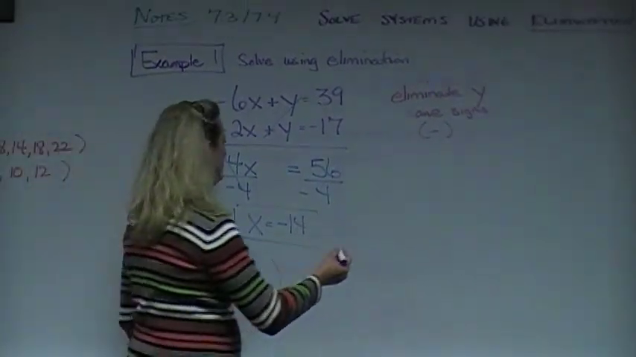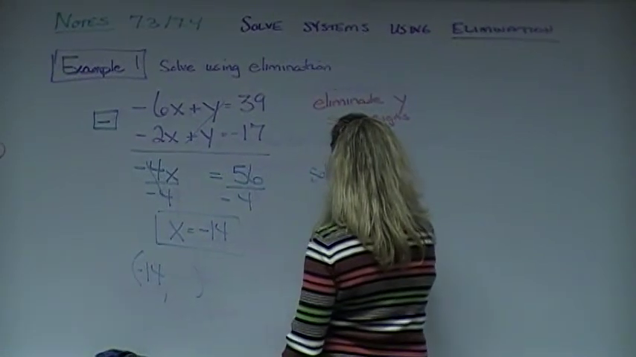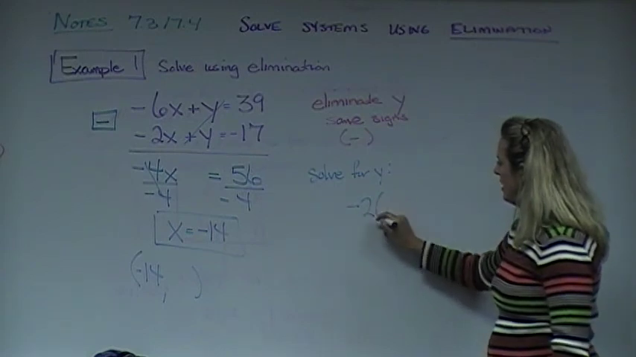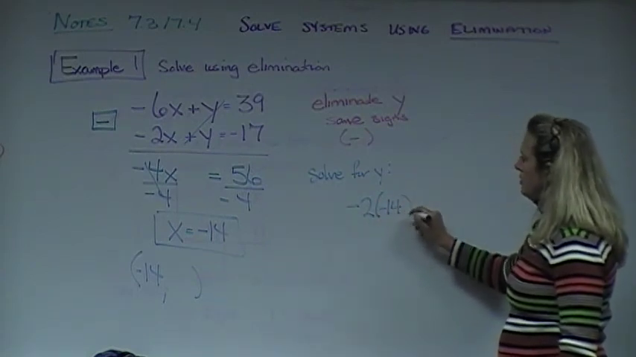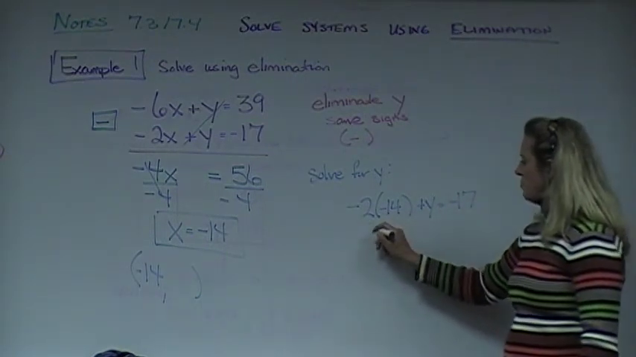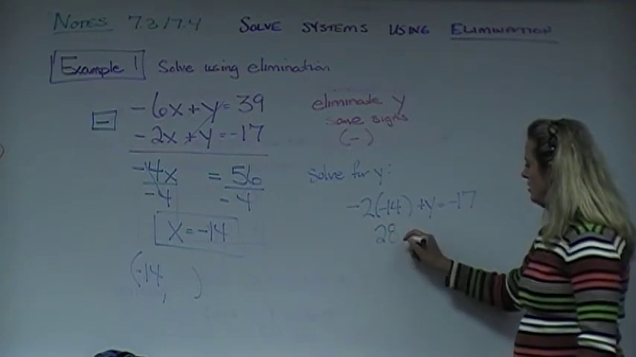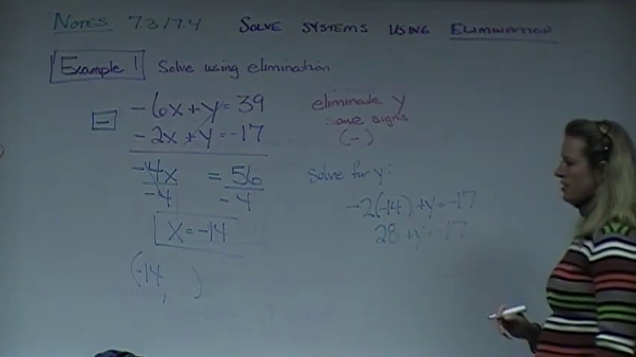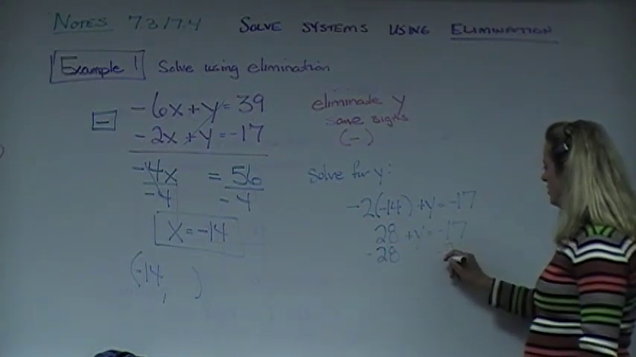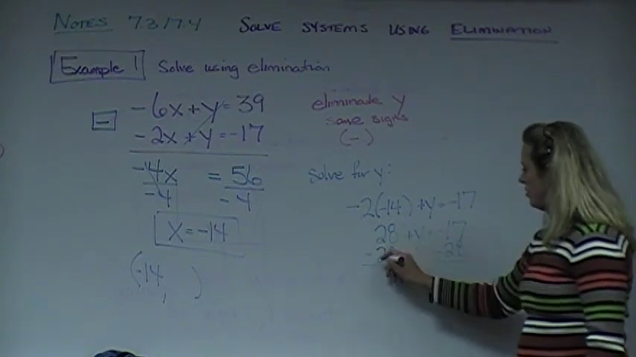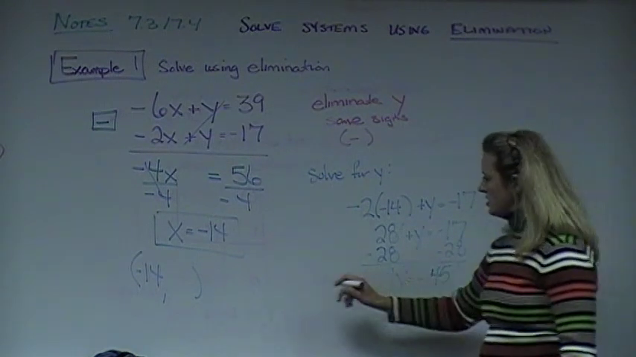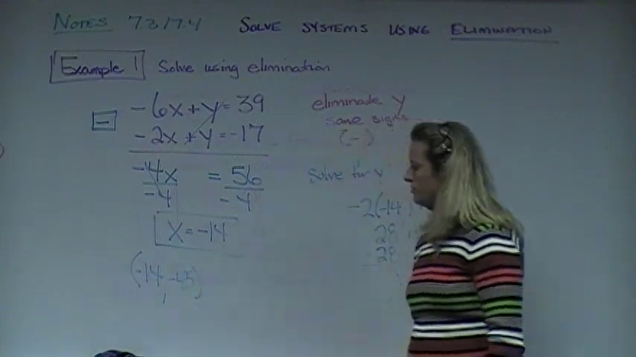The bottom? Okay. We're now going to solve for y. We're going to go negative 2 times negative 14 plus y equals negative 17. Negative 2 times negative 14 is positive 28, plus y equals negative 17. And now what do we do to both sides? Subtract 28. And we get y is equal to negative what? 45. And that is our y of our answer. And we have our answer now.